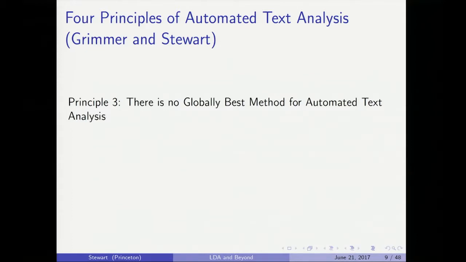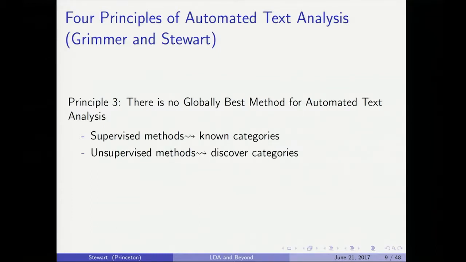Okay, principle three, there's no globally best method for automated text analysis. This is sort of a consequence of the previous two points, but it's basically to say that sometimes there are things we want to do. We have certain known categories. We may want to use supervised methods. We might want to discover categories. We might want to use unsupervised methods. Even within these, there's going to be lots of circumstances where we don't know exactly the right method, or there isn't going to be one method that's going to work best for all circumstances.